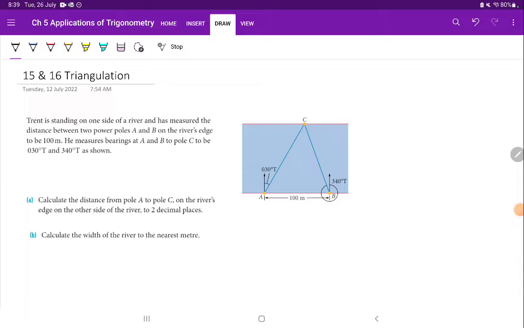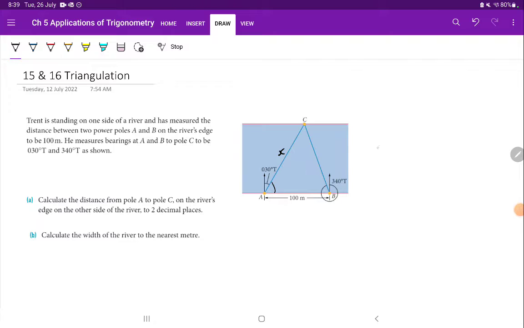So the first question is just calculate the distance from the pole A to pole C on the river. So we want to find this length right here. Let's call it X. So looking for that length over there. Alrighty. So let's start off by just working out some of these angles inside the triangle. We have this beautiful triangle here, but we don't know any of the angles inside it.